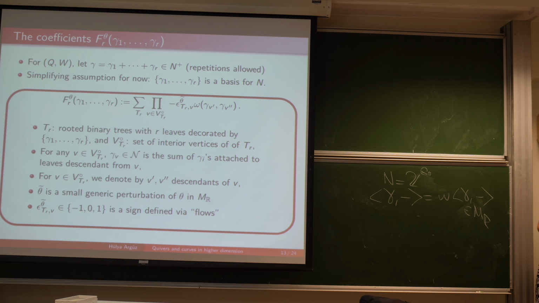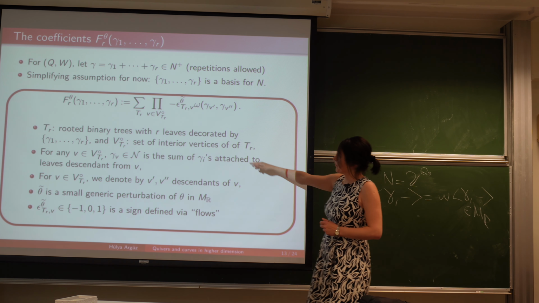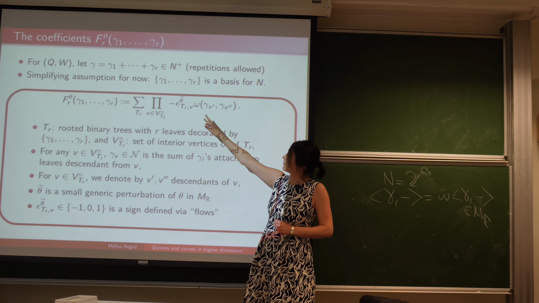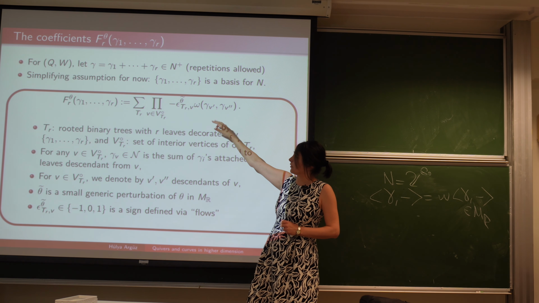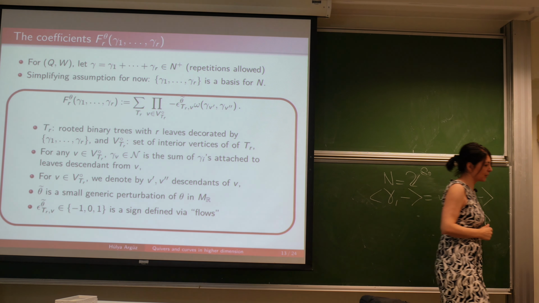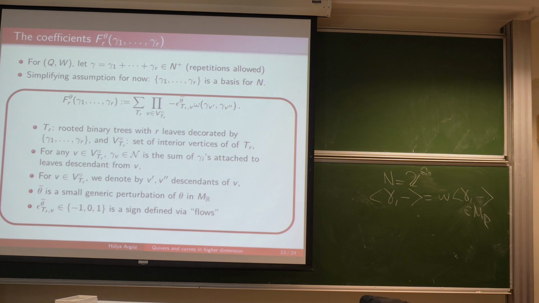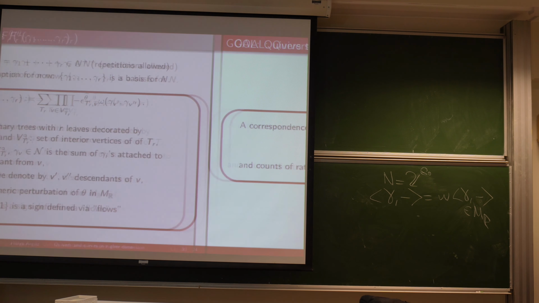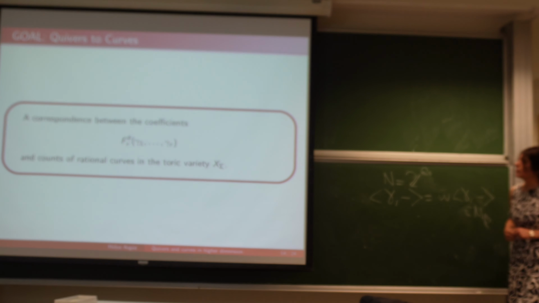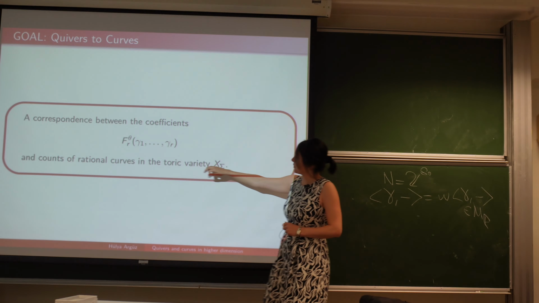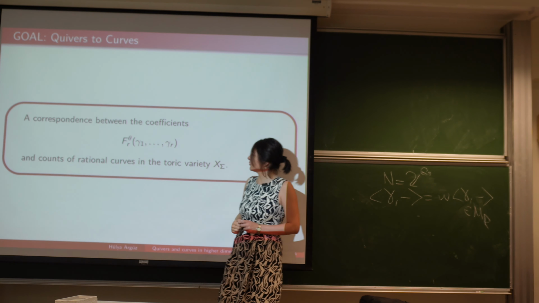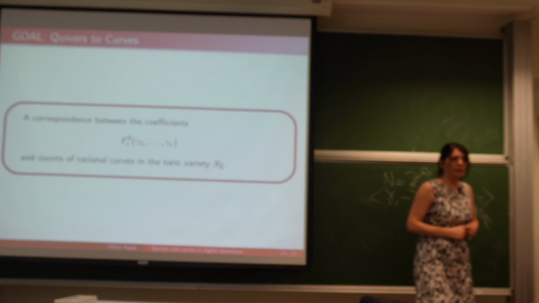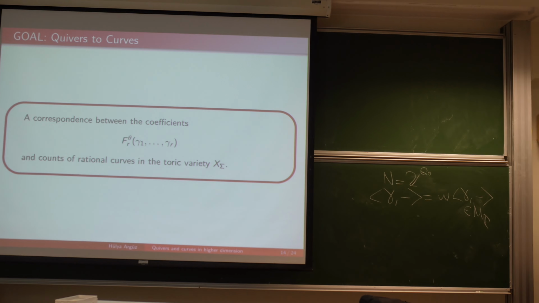When your dimension vectors don't form a basis, it gets a bit more subtle. Then you need to work in a bigger space, which we introduce to get well-defined signs here. So the technical point is the signs. And what we showed later on is a correspondence between these coefficients that arise in the attractor flow tree formula and rational curves in a toric variety associated to your quiver. I will tell you what this toric variety is and what kind of rational curves we are calculating.